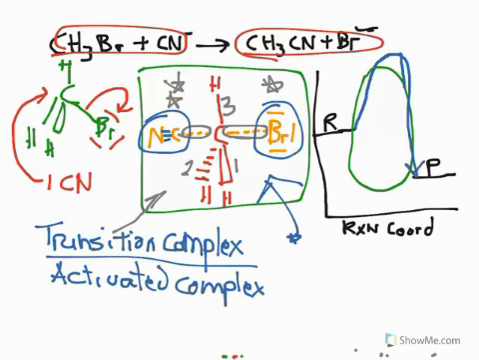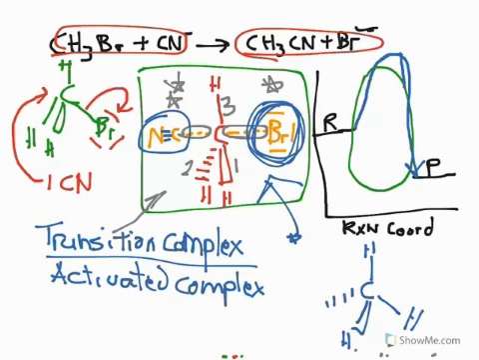And when it drops back down, it's going to the product. So the bromine completely leaves. It's gone, and we form a bond. So I'll draw it down here. So now I have C, H, H, H, and I have my cyanide molecule back in behind here.